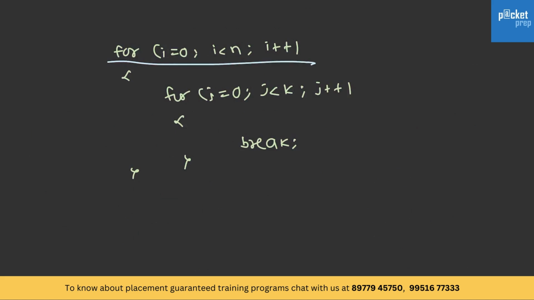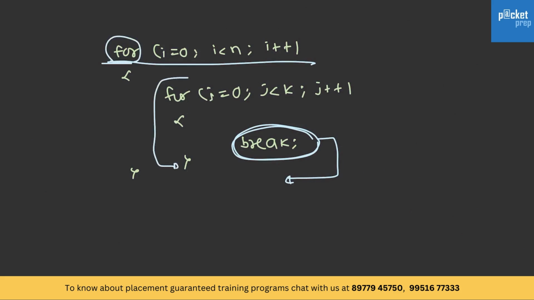Consider this case. Here, you have a nested loop and you have written break over here. So, whenever I encounter break, I'll come out of the inside loop, but still the outside loop will be processed. The break is enclosed only inside this for loop and only this for loop will be ruled out.